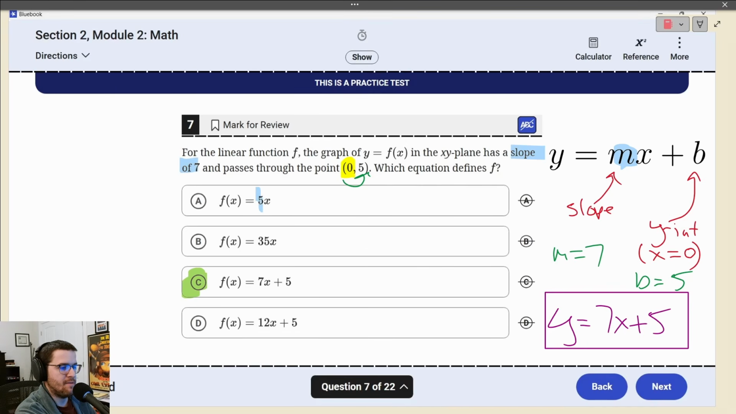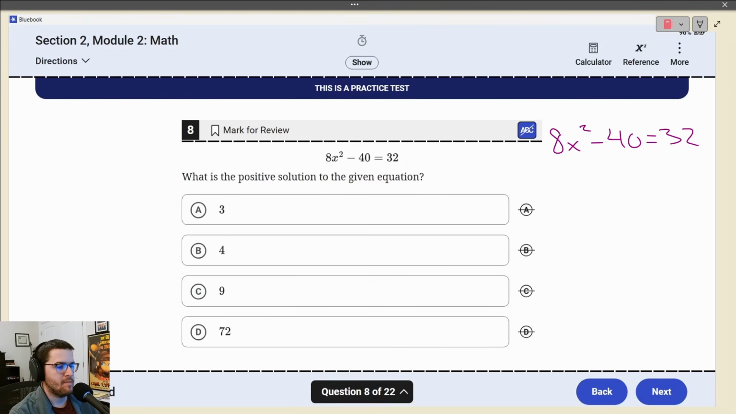So this one's 5. Okay, that's wrong. This one's 35. Okay, that's wrong. This one's 12. Okay, that's wrong. And this one's 7. So really the only one it could be is C. So even if you didn't understand that 0, 5 was the y-intercept, which you really got to know, you still could have gotten it right. You also could graph it as well, but honestly, I think it's easier to just check the slope.